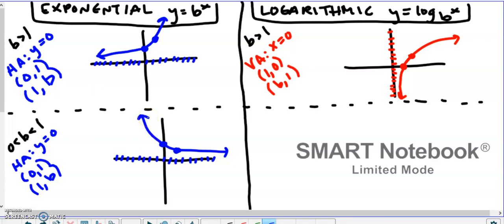Because as x goes to positive infinity, y is decreasing. It's getting closer and closer to 0 without ever actually reaching 0. It gets smaller forever.